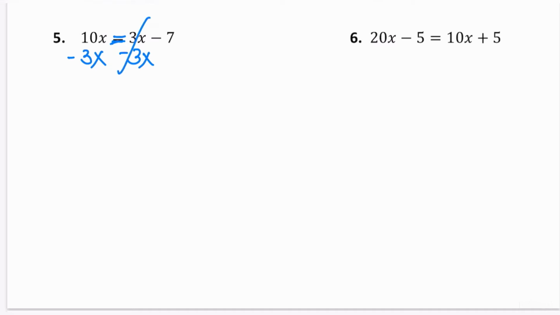This cancels. 10x minus 3x is 7x is equal to -7. Now divide by 7. So when you divide, x is equal to -1.